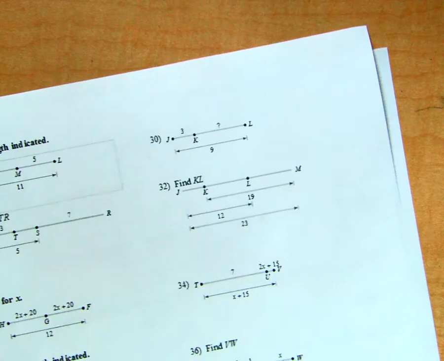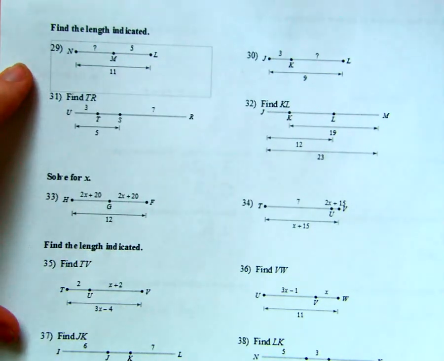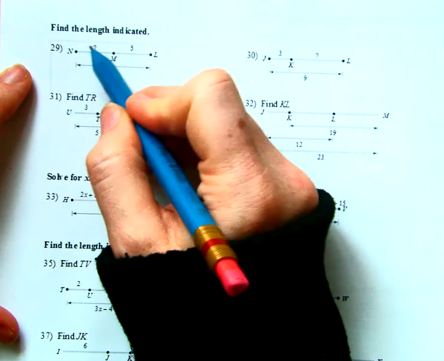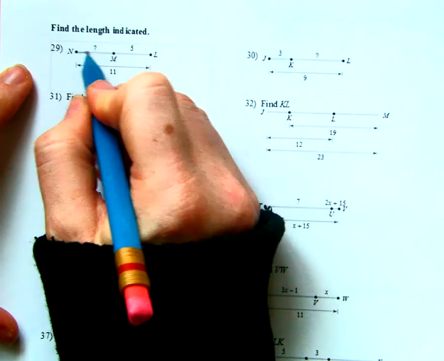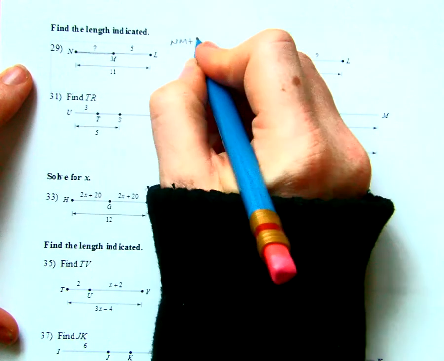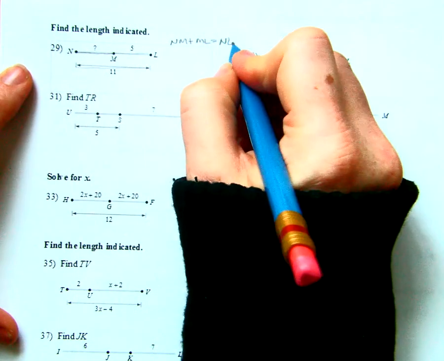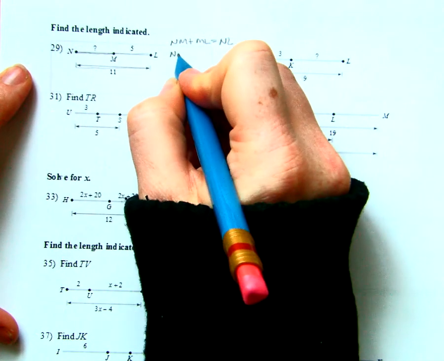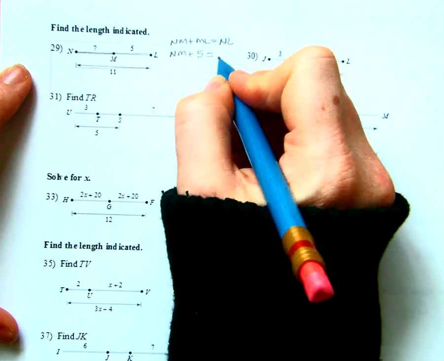All right, moving on to number 29, and I'm certainly not going to work all of these. I'm just going to work a few of them here. 29 says find the length indicated with a question mark, that is NM. So I think you can see this, right? Because NM plus ML has to be equal to NL. And we don't know NM, but we do know ML, and we do know NL.